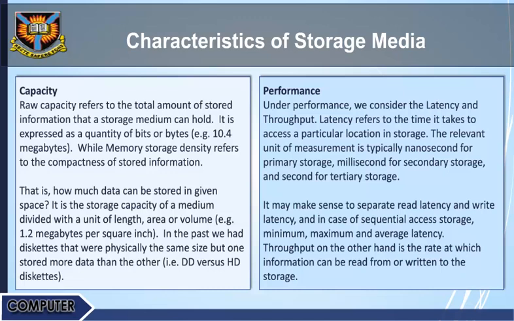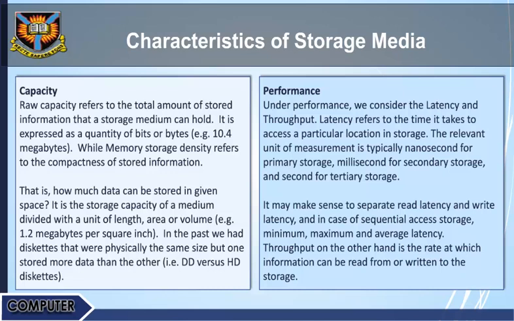Capacity. Raw capacity refers to the total amount of stored information that a storage medium can hold. It is expressed as a quantity of bits or bytes, e.g. 10.4 megabytes, while memory storage density refers to the compactness of stored information, that is, how much data can be stored in a given space. It is the storage capacity of a medium divided by a unit of length, area, or volume, e.g. 1.2 megabytes per square inch. In the past, we had diskettes that were physically the same size but one stored more data than the other, that is, DD versus HD diskettes.